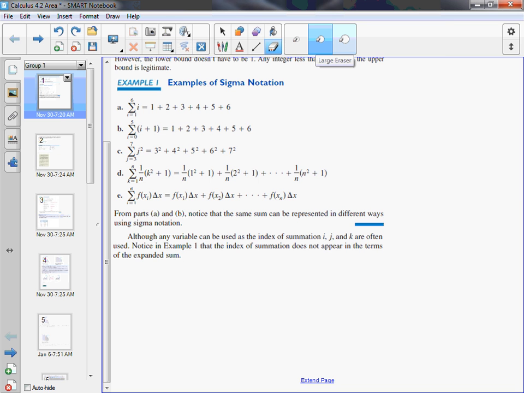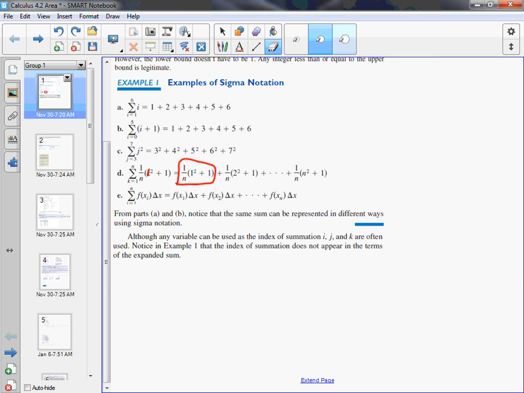Now look at D. This time our index of summation is K. Our lower bound is 1. Our upper bound is N. And look what our terms look like. Now, N is a constant. N doesn't change as you count. K changes because it's the index of summation. Since our lower bound is 1, for the first term we replace K with 1. So look what the first term looks like. It's 1 over N times 1 squared plus 1.